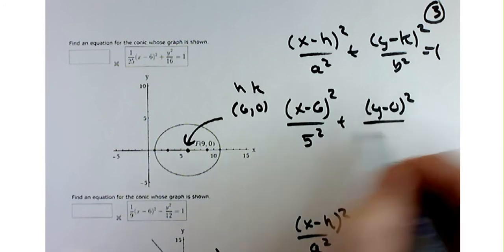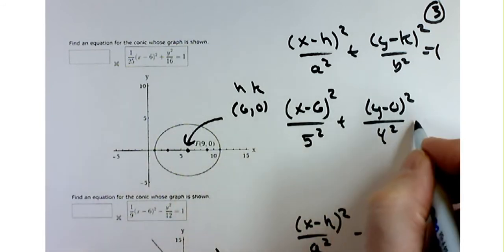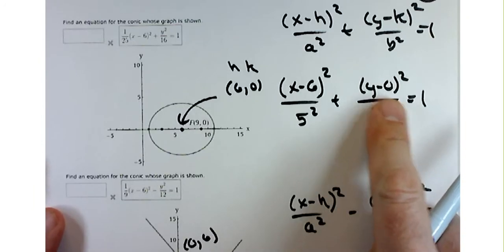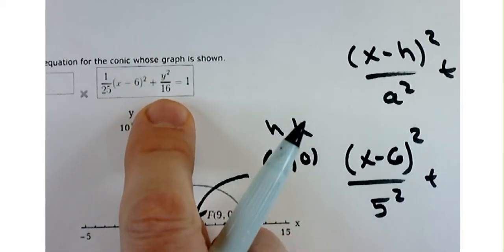divided by, well, that looks like a distance of 4. So 4 squared equals 1. Now you can get rid of the minus 0, just write it as y squared over 4 squared. That's fine. That's what they actually do in their version of the answer. They just leave it as y squared over 16. That's fine.